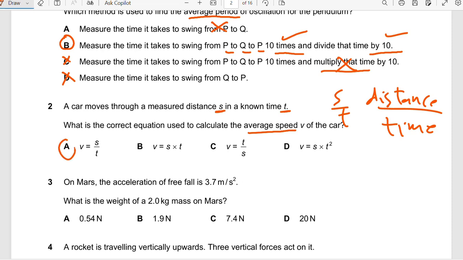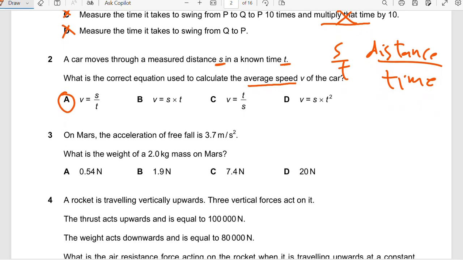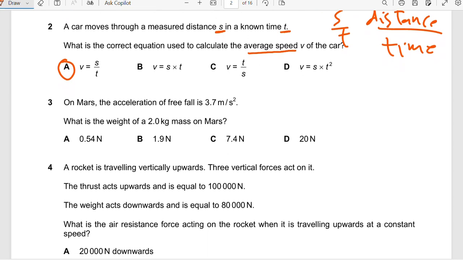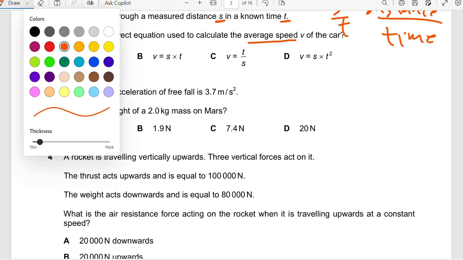It's option A. For some students, unfortunately, they use S for speed. Actually, no, speed and velocity are V, okay? Speed is scalar, velocity is vector. So this is question 2. Let's go now to question 3.